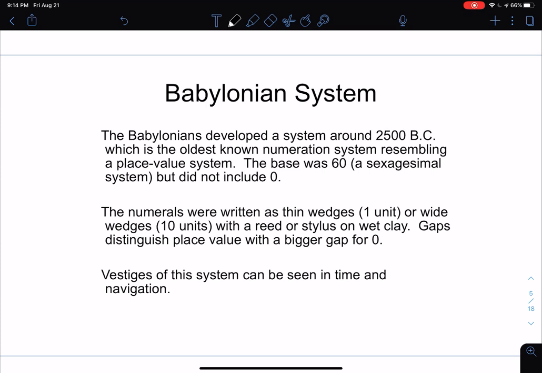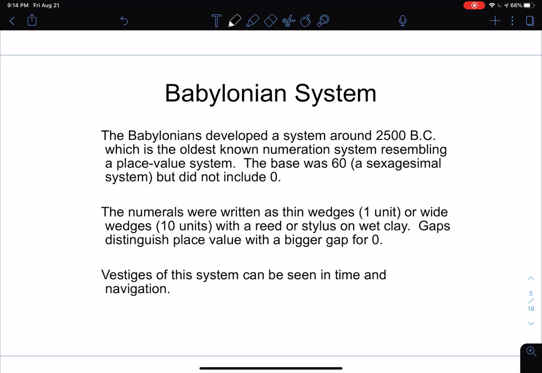And they could angle the stick to make a thin wedge to represent 1 unit, or they could wiggle it a little bit and make wider wedges to represent 10 units. If they wanted to represent 0, they didn't have a symbol, but they would put gaps in there for that. And the system worked pretty well for them at the time.